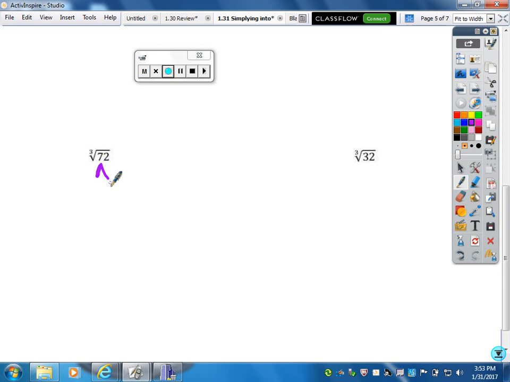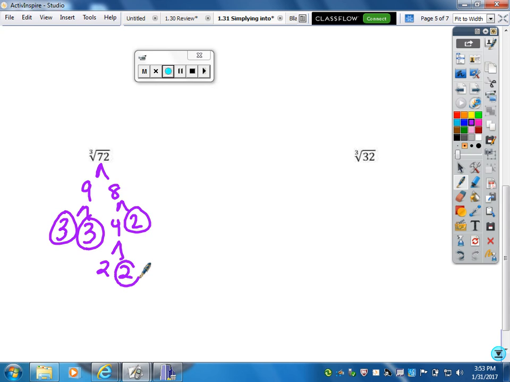So I'm going to start off with what times what is 72. I'm thinking 9 and 8. So 9 times 8 is not prime, so we got to do 3 and 3 for 9, and 4 and 2 for 8. And then another 2 2's right out of 4. So I've got all my primes. Again, none of these exists really. These numbers just helped us get to our final primes down here.